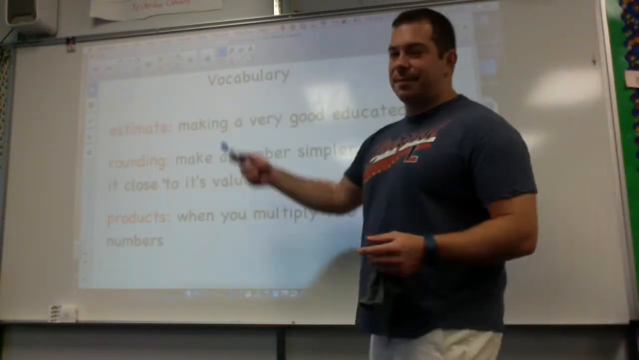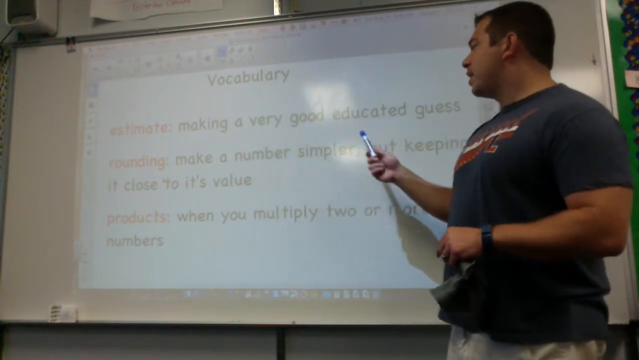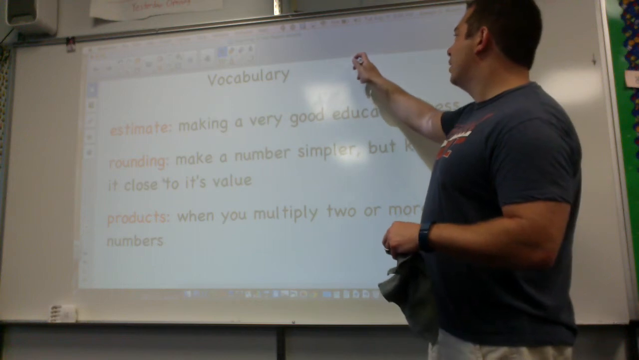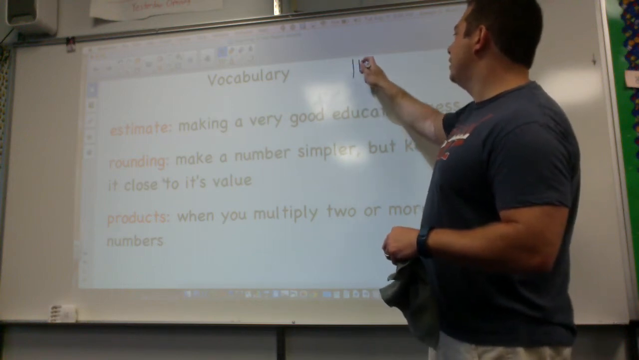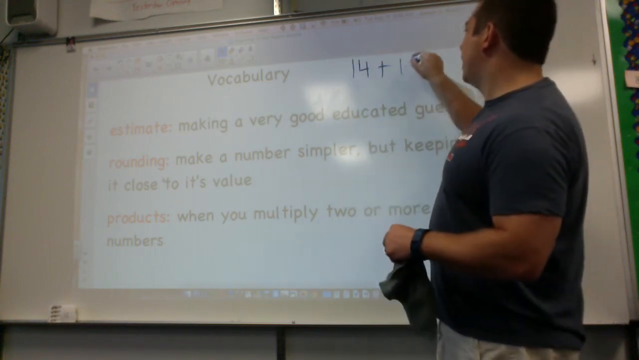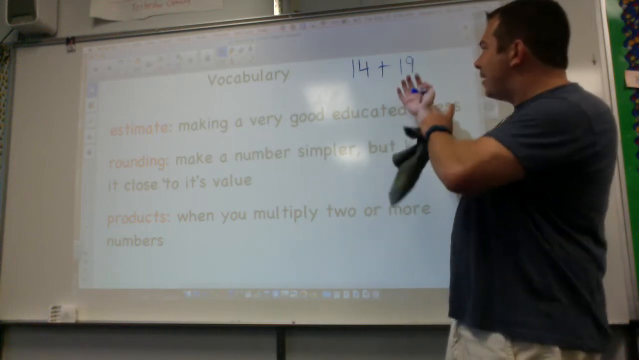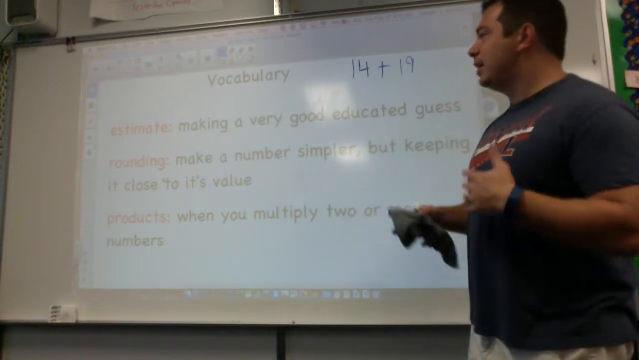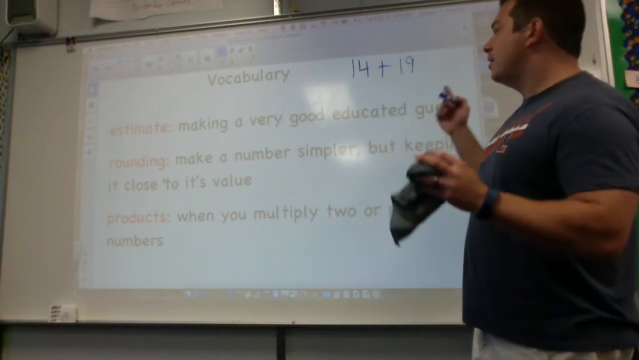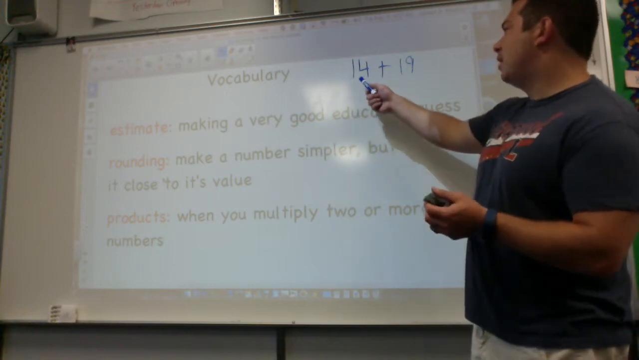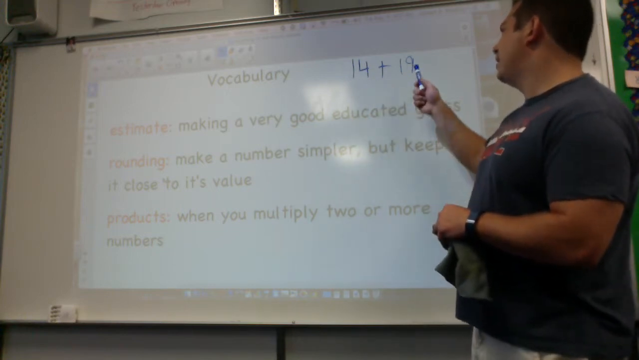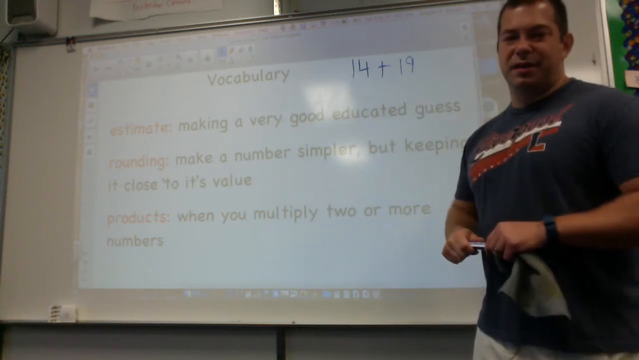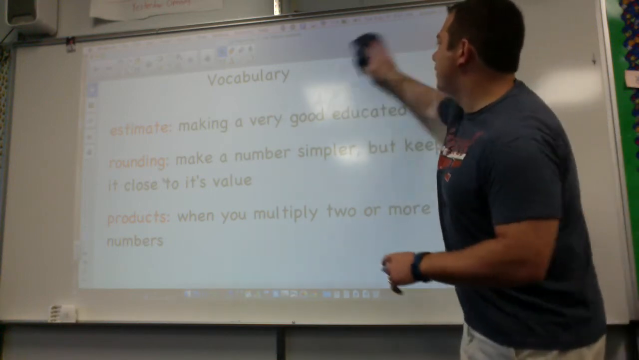Okay, so what does estimate mean? Well, making a very good educated guess. Alright, so if I had like 14 plus 19, I might make a good guess. I might call that like 15 and 20. I might think of that, and 15 plus 20 equals 35. All right. A bad estimate would be maybe let's make that 10, and let's make that 30 and 40. 10 plus 30 equals 40. That's not a good estimate. So an estimate is making a very good educated guess.